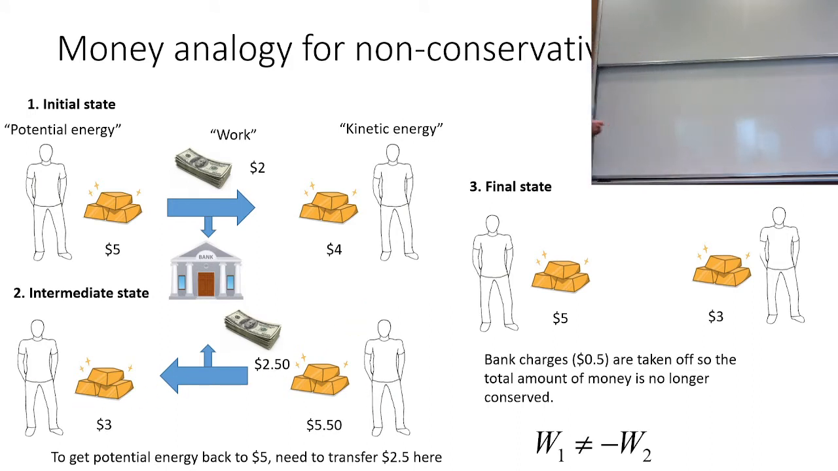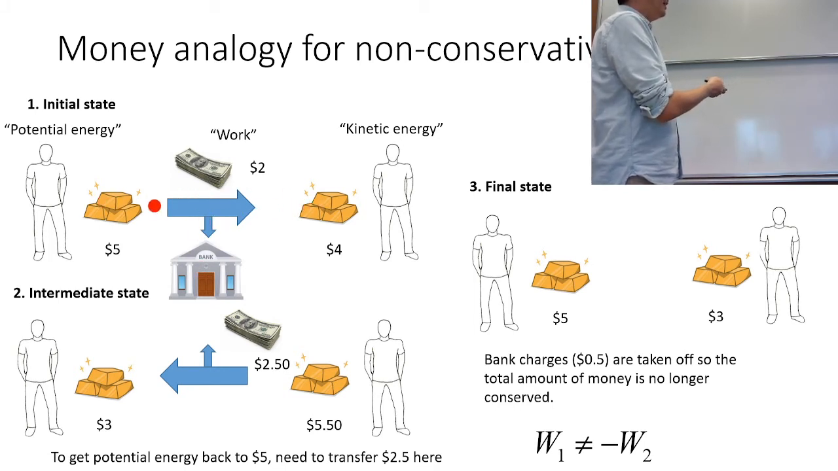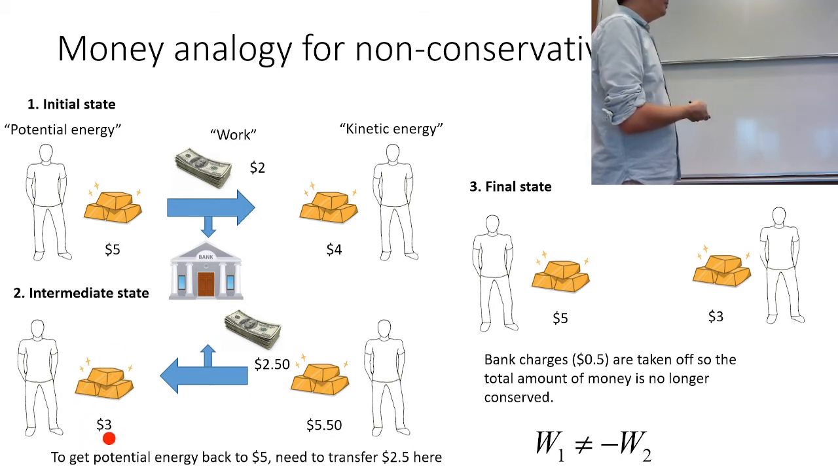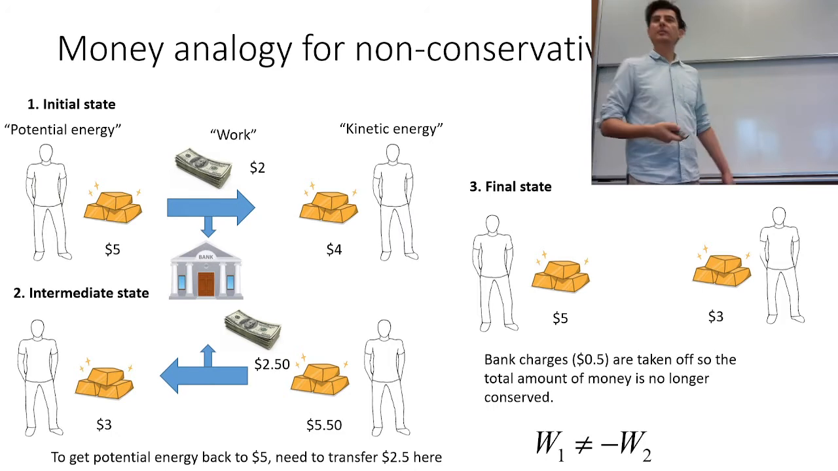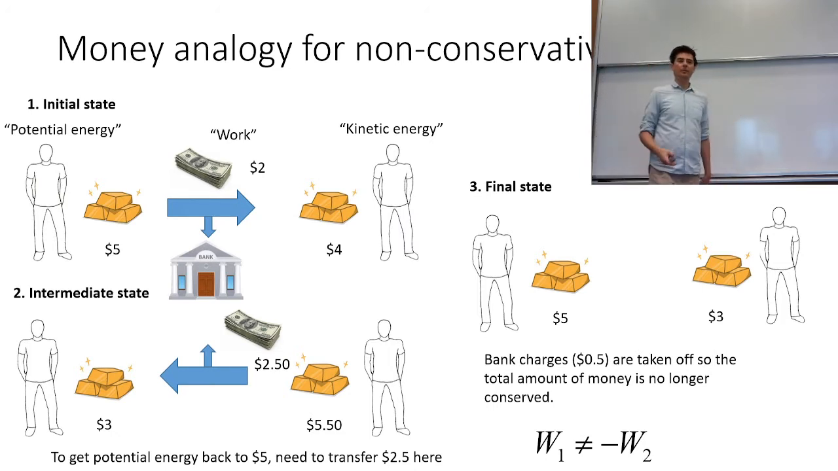But then if there are bank charges, just like friction or something like this, then in order to go from 5 to 3 to 5, you need to make up for the money that you lost in the bank charges, right? So say 50 cents is lost each way. Then when you transfer $2, this person's bank account only goes up by $1.50. And in order to account for the bank charges in advance to make sure this person goes to 5, you need to transfer $2.50 here. So the work here is not going to be the same, because some money is leaking away.